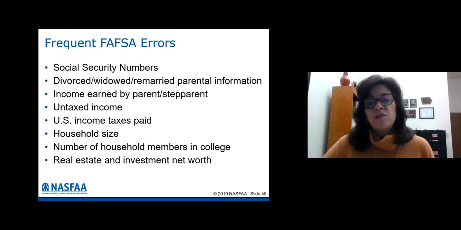Real estate and investment net worth. There is a really good description on the FAFSA that tells you exactly what to include, but you do not include the home that you live in.